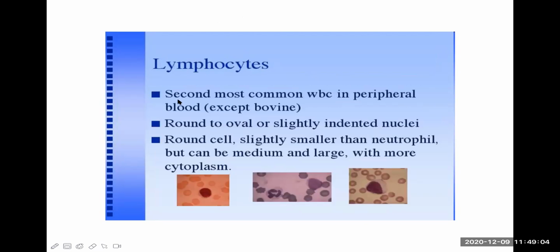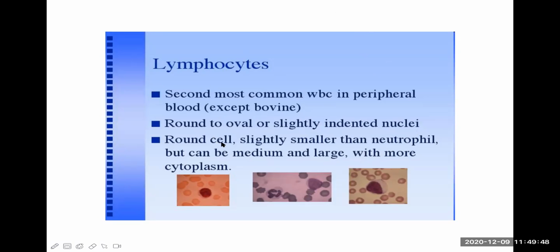Now, the second most common type of WBC in peripheral blood is lymphocyte. We don't worry about this animal. Bovine is an animal, cow, isn't it? We are talking about the human being now, so let's ignore it. These lymphocytes have round to oval or sometimes slightly indented nuclei. That's why sometimes they are confused with monocyte. If you are confused, you can answer, I'm confused between this lymphocyte and monocyte because sometimes even the lymphocyte nucleus is slightly indented, but in comparison, monocyte looks bigger than the lymphocyte. If you answer like that, your examiner will definitely accept the answer.